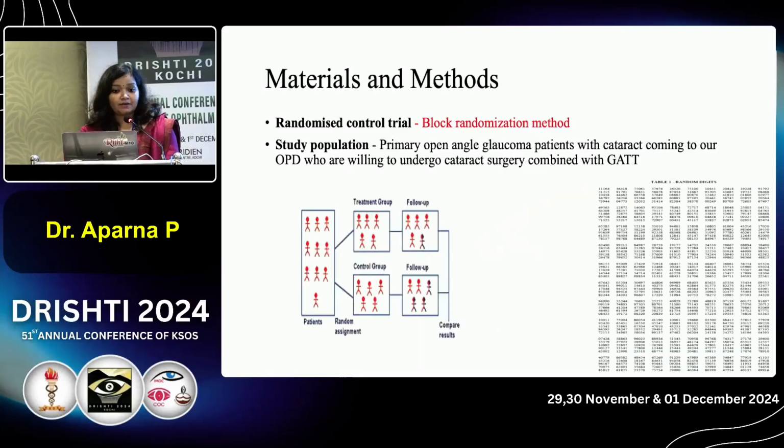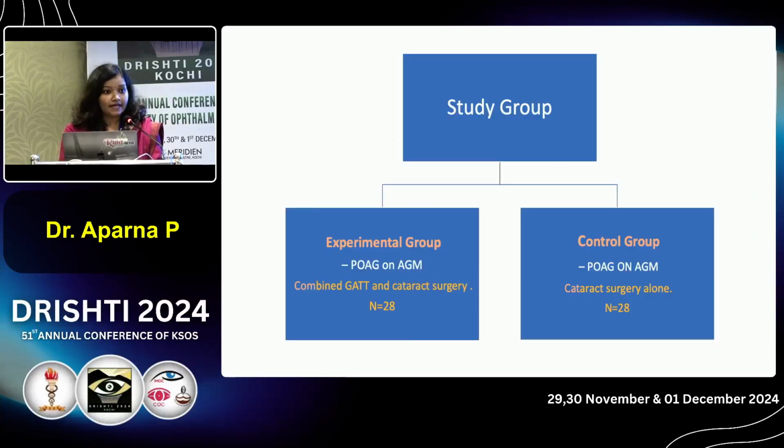We used a randomized control trial using block randomization method, and the study population comprised patients with primary open angle glaucoma and cataract coming to our outpatient department who were willing to undergo cataract surgery combined with GATT. The study group was divided into an experimental group, those are patients with primary open angle glaucoma on anti-glaucoma medications undergoing combined GATT and cataract surgery. The control group comprises patients with primary open angle glaucoma who are undergoing cataract surgery alone.